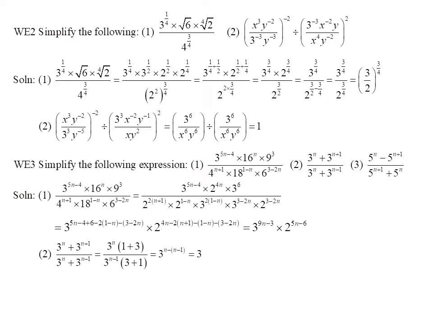Question 2 is to simplify a fractional initial expression with the base 3. After taking the common factors on both numerator and denominator, the result of 3 is obtained. We take the same approach for the last question by moving out the common factors on both numerator and denominator. After cancelling the common factor 5 to the nth, we obtain the result of negative 2 over 3.